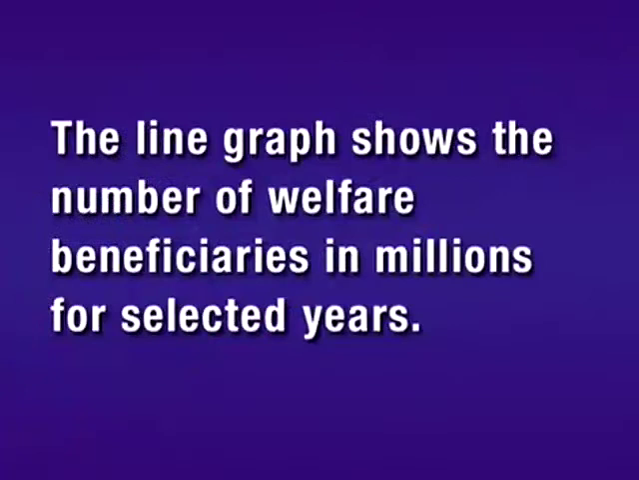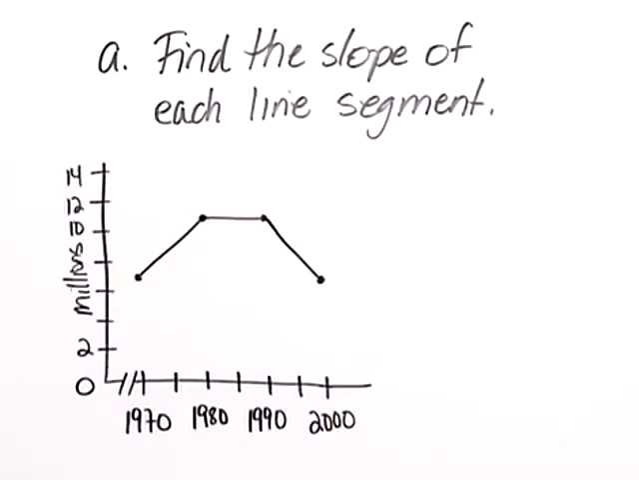In the next problems, we will model real-life situations in which we represent the slope as rate of change. The line graph shows the number of welfare beneficiaries in millions for selected years. A. Find the slope of each line segment.